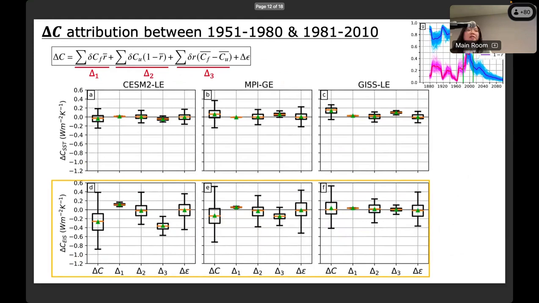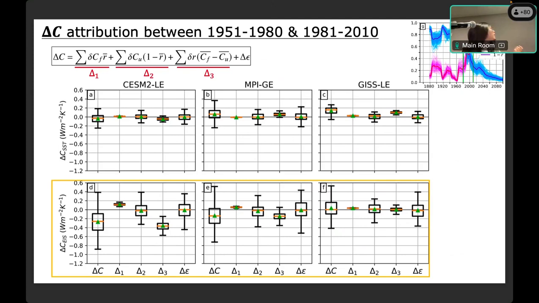I think I have to wrap up, but this is a quantification where we separate the change of the feedback into three terms. Delta 1 means the contribution from the change of the forced feedback, delta 2 means the change of the unforced feedback, and delta 3 is the change of the relative importance, so the change of the weighting without change of the forced or unforced feedback itself. And it turns out that at least for the CESM2 and MPI large ensembles, they agree that most of the feedback change comes from the third term, the change of the relative importance.